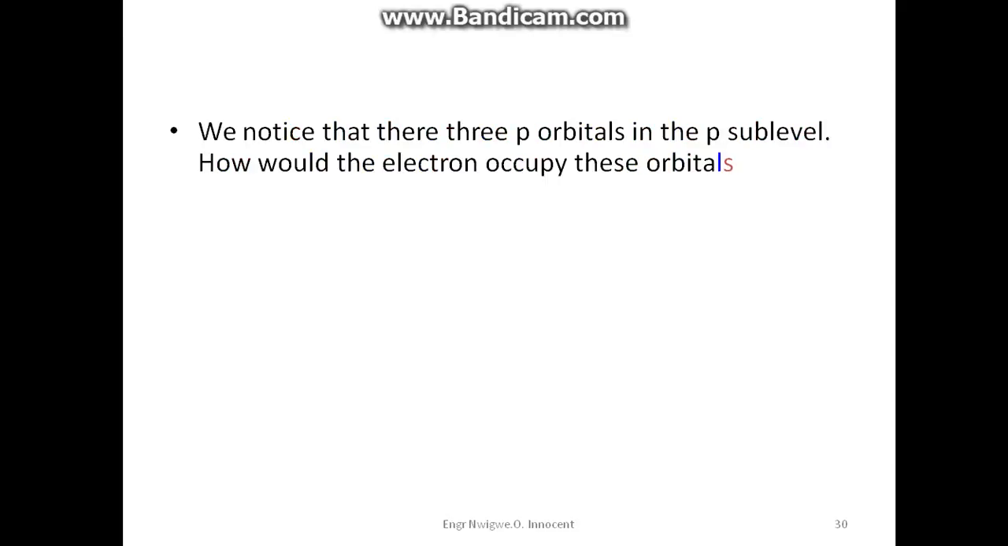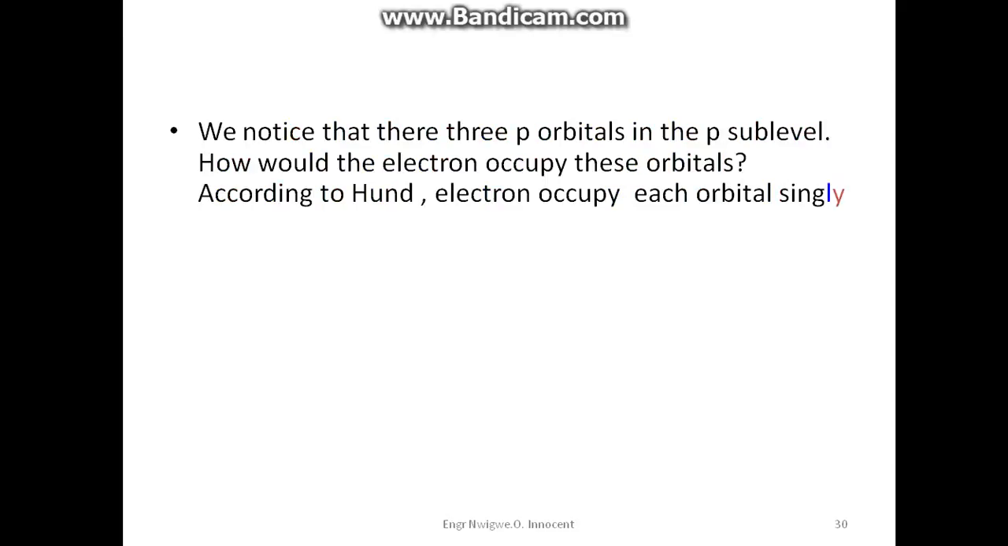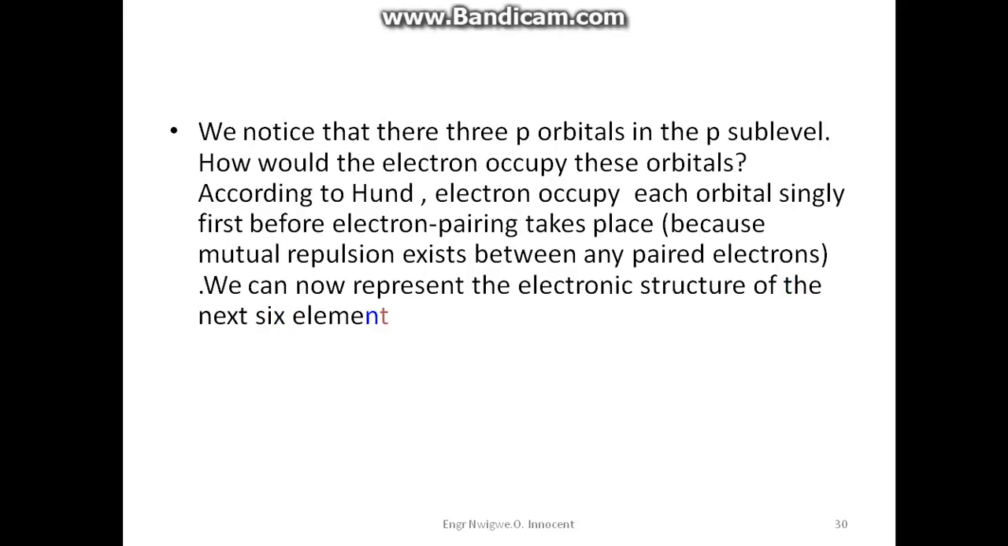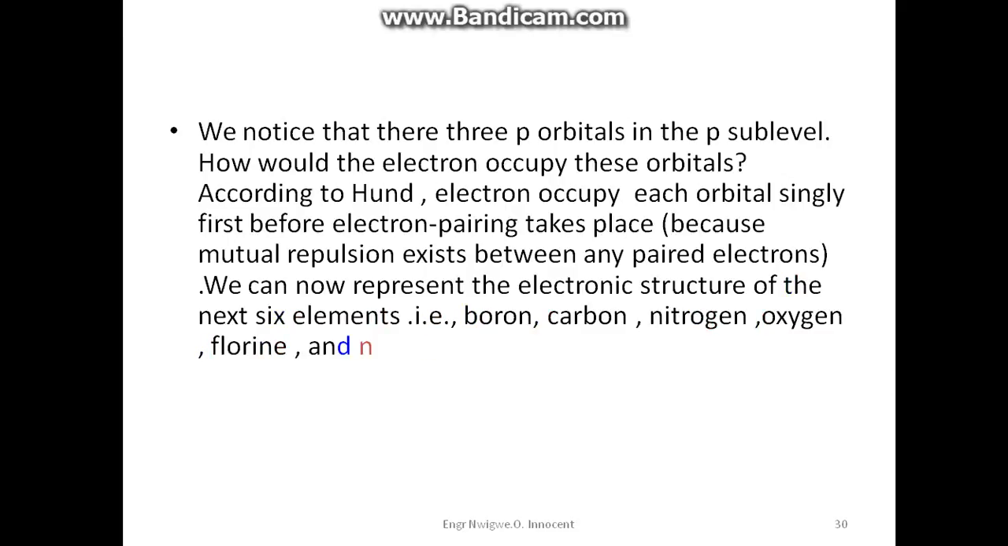We notice that there are 3 p orbitals in the p sublevel. How would the electrons occupy these orbitals? According to Hund's rule, the electron occupies each orbital singly first before pairing takes place, because of the mutual repulsion that exists between any pair of electrons.